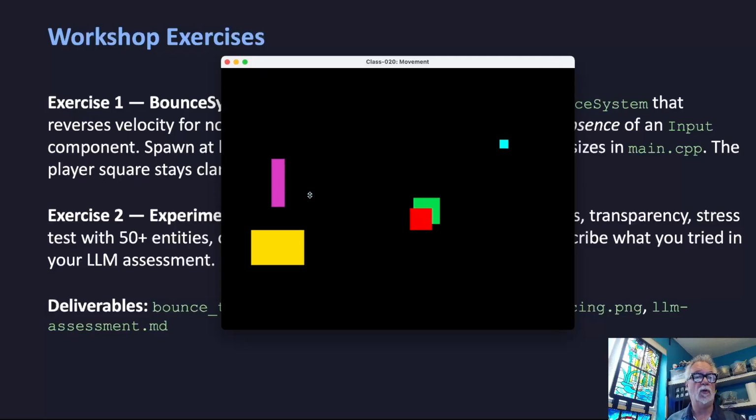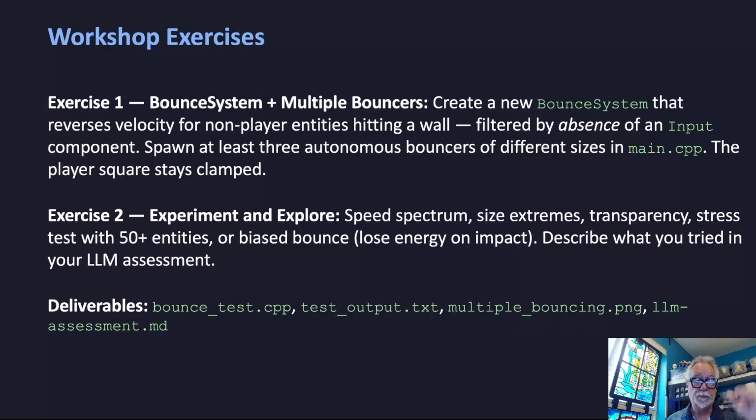And so let's have a look and see. These non-player entities are going to be players that don't have an input, and so you're going to build a system that looks for any entity that has velocity and position and doesn't have input, and that's how we're going to do it.